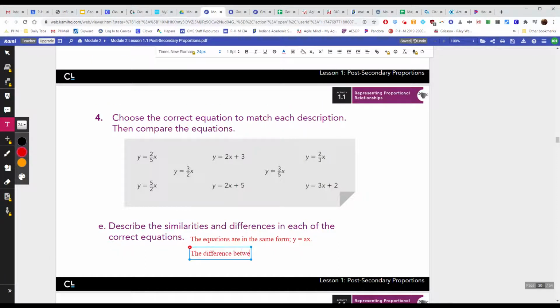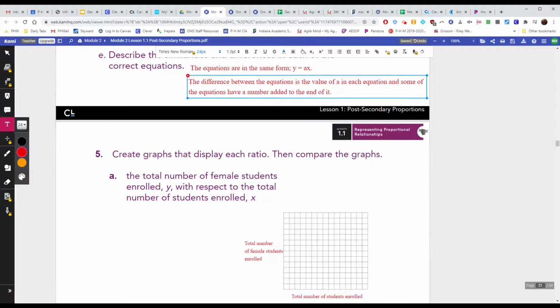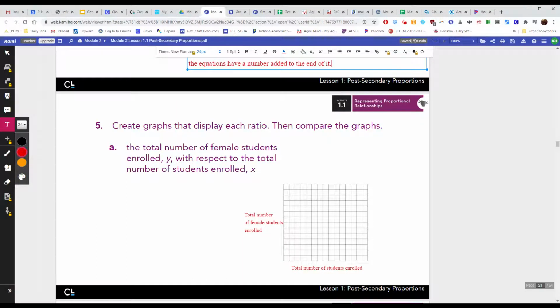The difference between the equations is the value of a in each equation. It's really the only thing that changes. Some of the equations have a number added to the end of it. But really the biggest difference is that number in front of x. So now we're going to move on to graphs. We're going to graph each ratio that they describe, and then we're going to compare them.